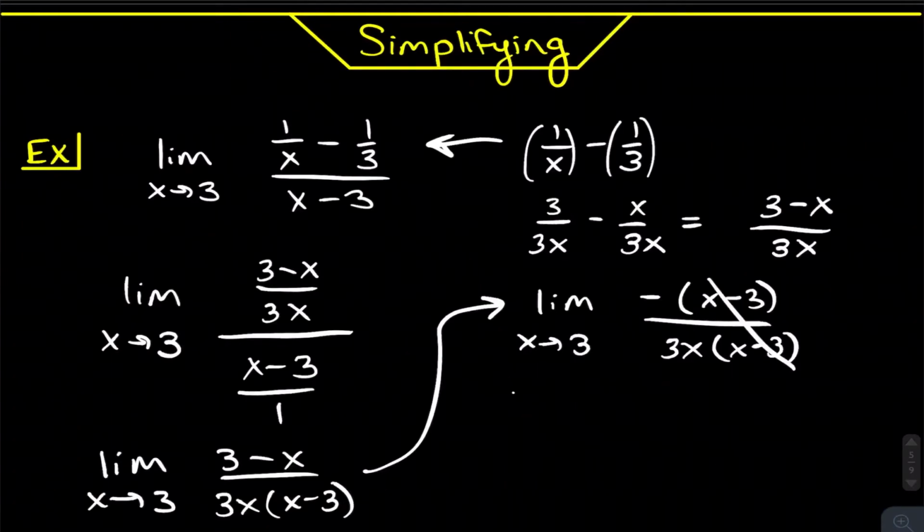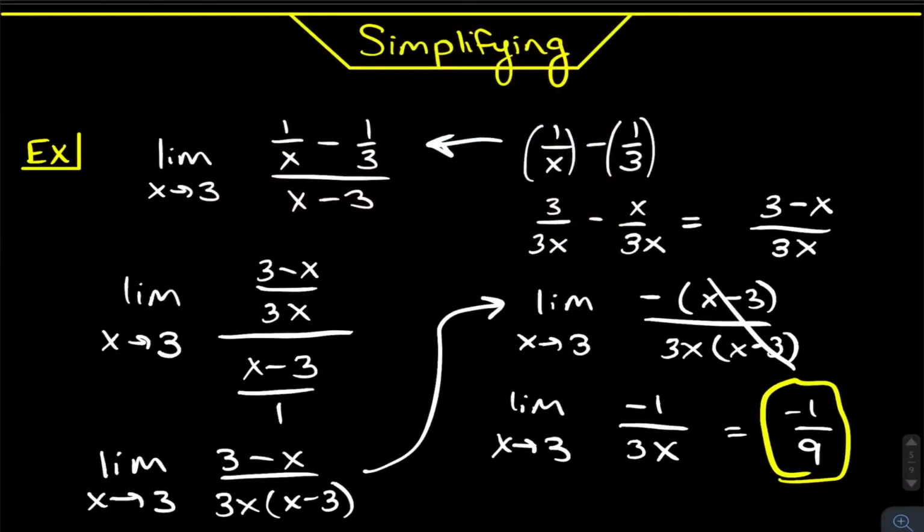Then we can cancel, and we can write this as the limit as x approaches 3 of negative 1 over 3x. And then we just plug in the 3, and we get negative 1 over 3 times 3, which is negative 1 over 9. Sorry if I went a little too fast at the end there. Basically what we did was we factored out a negative here to turn this from a 3 minus x into an x minus 3. That allowed us to cancel. And then we just plugged in our 3. And we got negative 1 over 9 from that point.